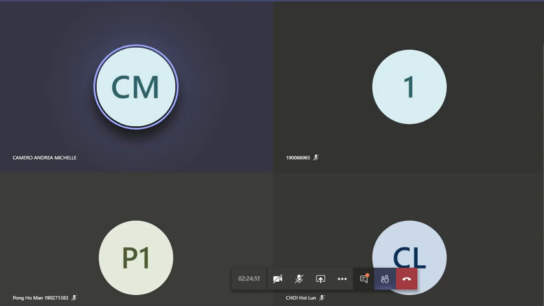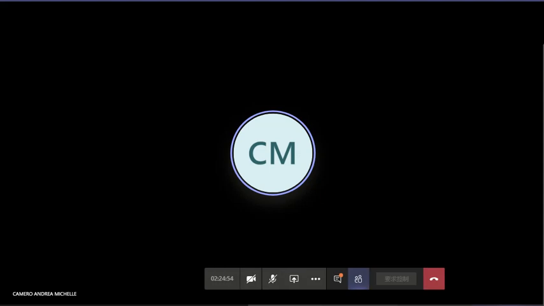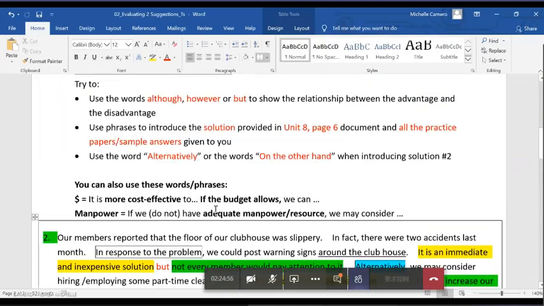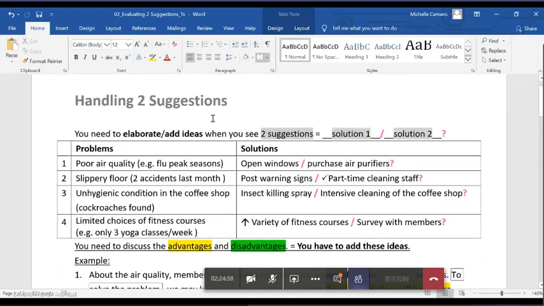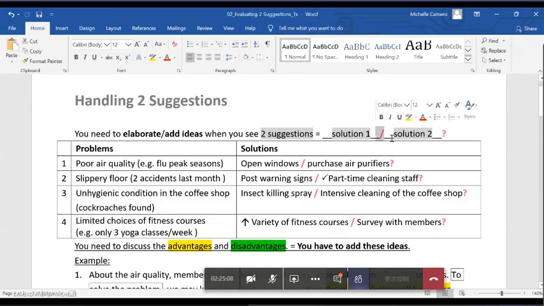Somewhere it should be here. Here we go. Okay, so here we go. Handling two suggestions. So again, it says you need to elaborate. What does elaborate mean? It means to add ideas. So you need to add ideas when you see the two suggestions. And so we have solution 1, then we have the forward slash. After the forward slash, we have solution 2, and then the question mark. So remember that forward slash and question mark is very important. When you see those, you know there's solution 1 and solution 2.